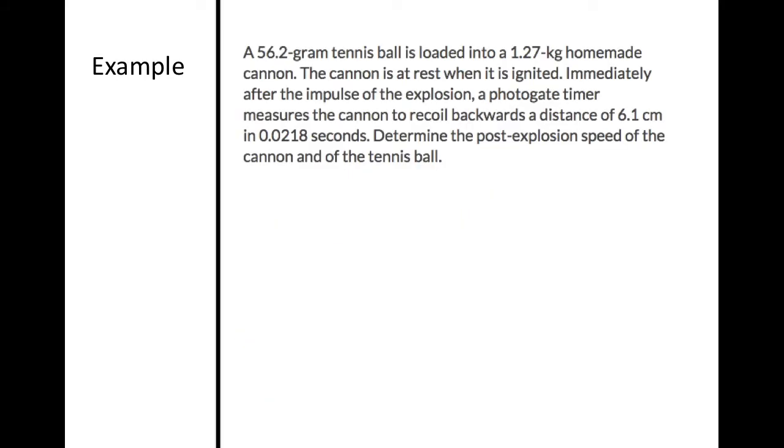Here's an example. A 56.2 gram tennis ball is loaded into a 1.27 kilogram homemade cannon. The cannon is at rest when it is ignited. Immediately after the impulse of the explosion, a photogate timer measures the cannon to recoil backwards a distance of 6.1 centimeters in 0.0218 seconds. Determine the post-explosion speed of the cannon and of the tennis ball. So in this case, go ahead and list what you know.